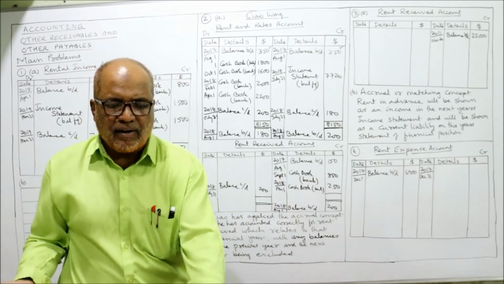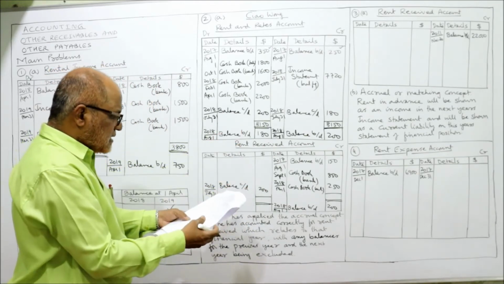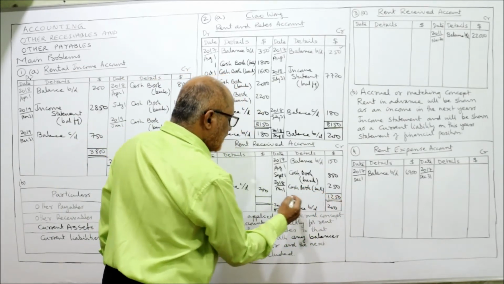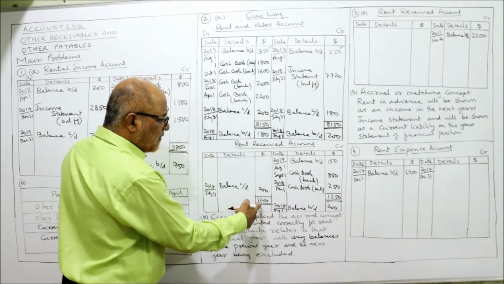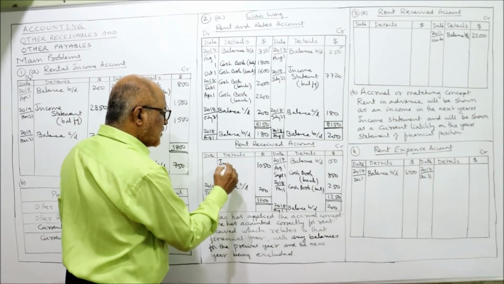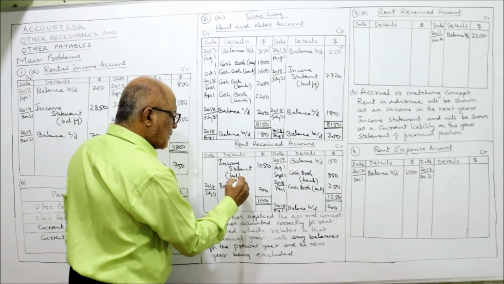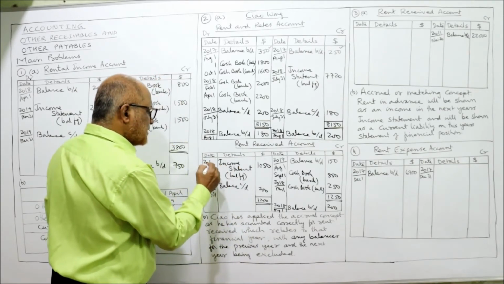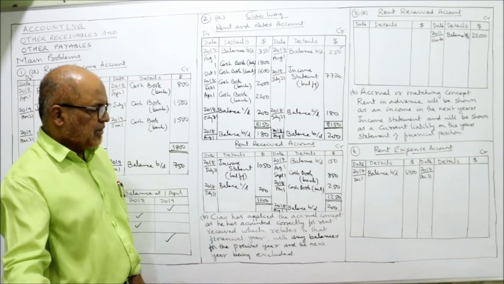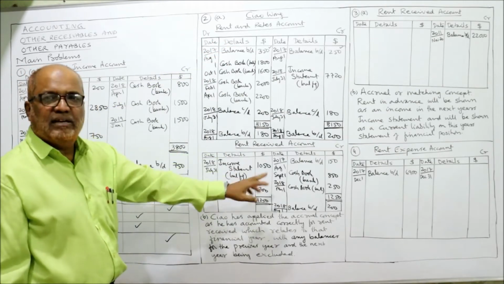Now we have to find out the balance. The balance will be transferred to income statement. You can take the total on the credit side. The credit side total is 1,250. Here also take 1,250. From 1,250 deduct 200, you will get 1,050. This will be transferred to income statement, balancing figure. This is on the last date, 2018 July 31st. That's all, 1,050. So we have completed rent and rates account and rent received account.